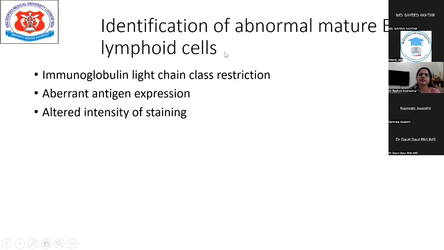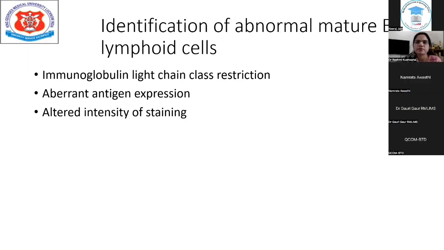So the lymphoproliferative disorders are broadly classified into B cell type and T cell type. So initially I'll be discussing the B lymphoproliferative disorder. So how do we identify whether the B cells that are present here are abnormal B cells or the normal reactive B cells? So the most important thing is to check for the presence of immunoglobulin light chain class restriction. So if there is any abnormality in the kappa to lambda ratio, if it is altered or if both are absent, we suggest that these are the abnormal or the clonal mature B cells.